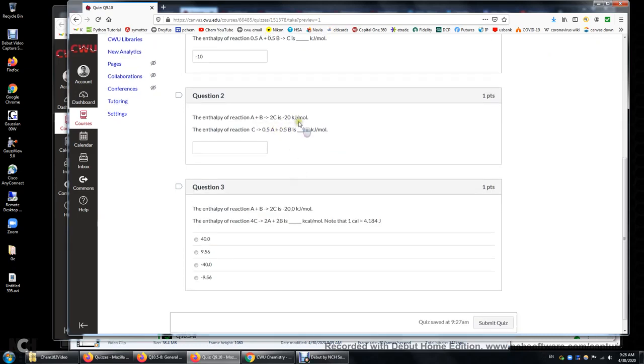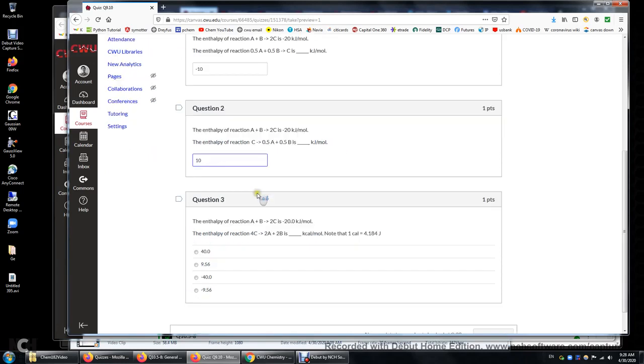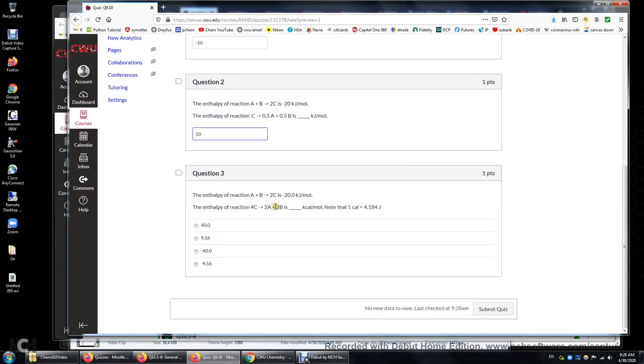Over here, you want to compare this reaction with this reaction. It's just this reaction reversed. You reverse the reaction, you change the sign. So it's going to be 10 here. Done. Now over here, I think I doubled the coefficients, so it's going to be negative 40. And then I reversed the direction, so it's going to be positive 40. So the answer should be positive 40 kilojoule per mole.